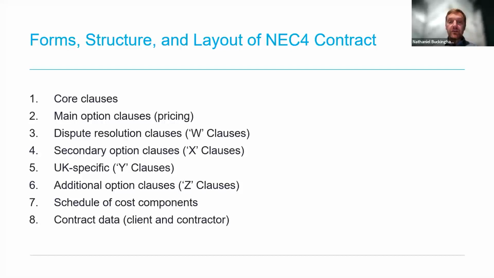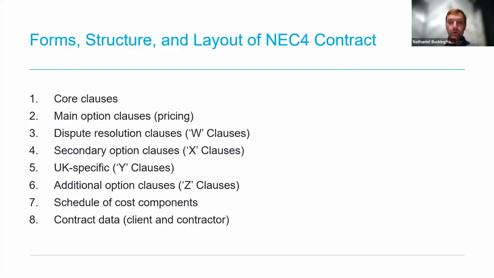The secondary option clauses are known as X clauses, and parties are free to decide which of these clauses to select and apply in their circumstances. The X clauses cover things such as inflation, change in law, parent company guarantees, performance bonds, and retention. Then there are also a number of UK-specific secondary option clauses known as Y clauses, covering the payment mechanisms for contracts covered by the UK Construction Act 1996.